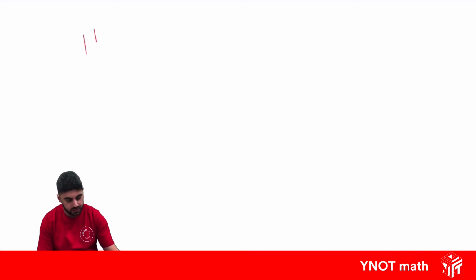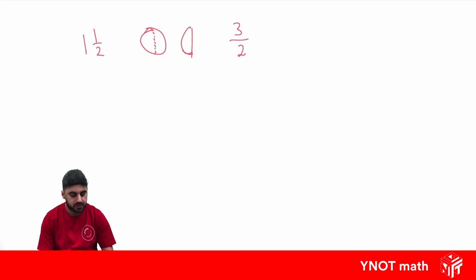We've got 1.5. So let's imagine one whole circle plus half a circle. We can split that whole circle in half, and we can say we have 3 halves of a circle. So here we have our mixed numeral, and here we have our improper fraction.